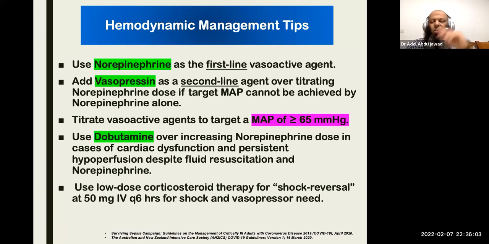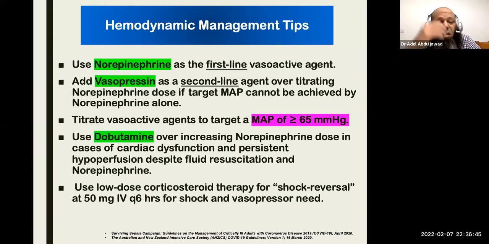What does it mean, higher dose? Usually more than 0.25 microgram per kg per minute. If you reach 0.25 microgram per kg per minute of norepinephrine and you did not achieve the target MAP, this is the role of the second vasopressor or second line agent, which is vasopressin. You will usually titrate the vasoactive agents to target a MAP of equal or more than 65 millimeters of mercury. But remember, one blanket does not fit all. So you aim higher, 70 or 80, in patients with chronic hypertension.